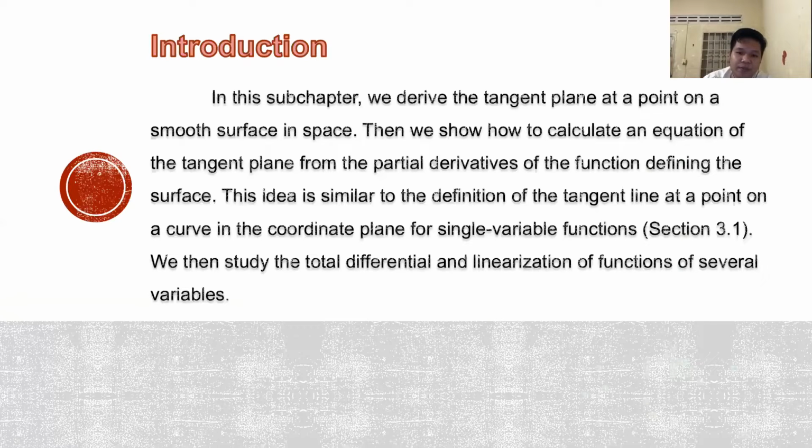In this subchapter, we derive the tangent plane at a point on a smooth surface in space. Then we show how to calculate an equation of the tangent plane from the partial derivatives of the function defining the surface. This idea is similar to the definition of the tangent line at a point on a curve in the coordinate plane for a single variable function, like in section 3.1. And then we study the total differential and linearization of functions of several variables.